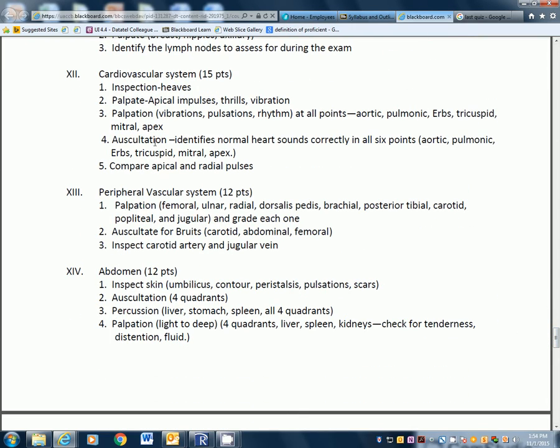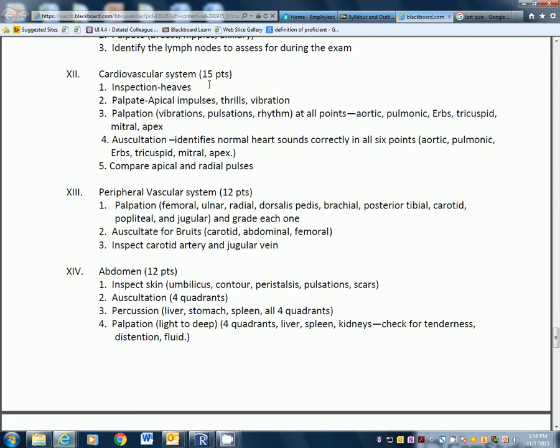Alrighty. So we're going over Roman numeral 12 and Roman numeral 13. The cardiovascular system is going to be worth 15 points. The first thing you're going to do is inspection. When you look at the anterior chest, you're looking for heaves, which is kind of a lift. You would get down beside the patient with them laying on their back, look across their chest, and see if there is a sustained forceful thrusting of the ventricle during systole.